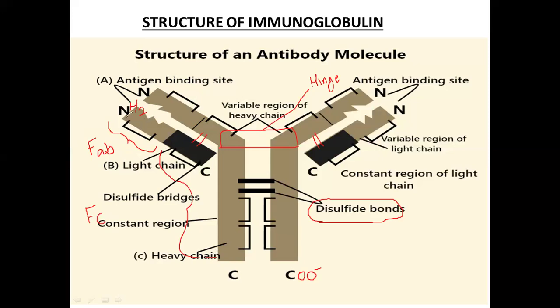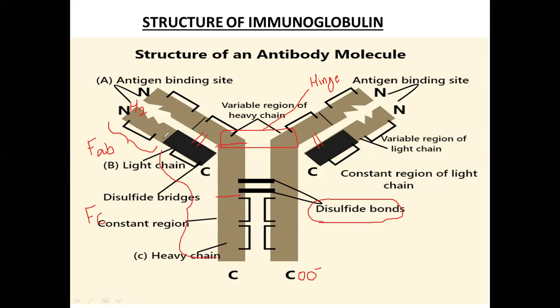So if you see the light chain, the light chain will be having one domain of variable and one domain of constant region. That's it. So these are domains. So two domains are in the light chain. The heavy chain will be having four domains. Draw like this.